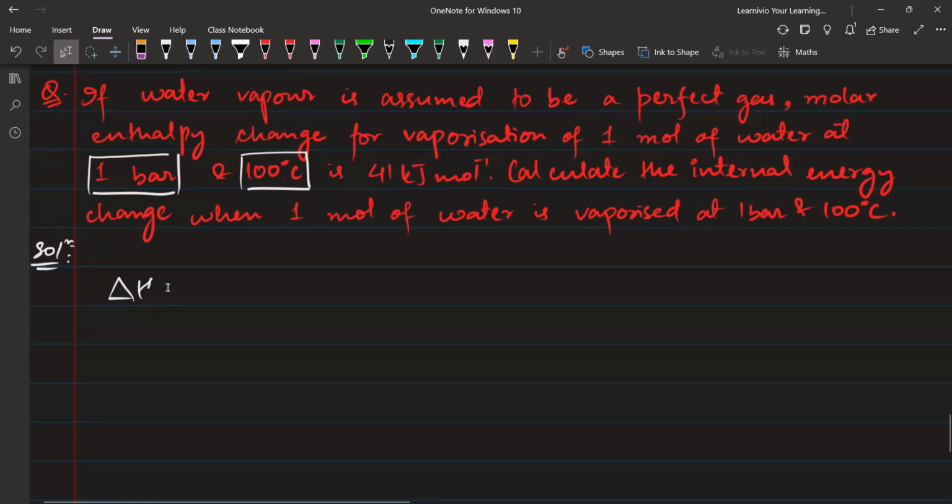Yes. Delta H is completely given as what? 41,000 joules per mole. Number of moles, it is given as 1. The temperature, it is given as 100 degrees Celsius. That will be equal to how much Kelvin? How much Kelvin? Tell me quickly. 100 degrees Celsius is equal to how much Kelvin?